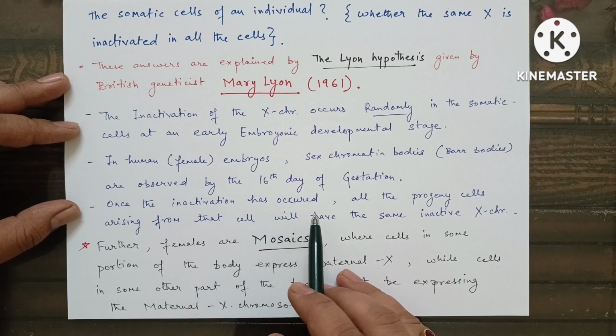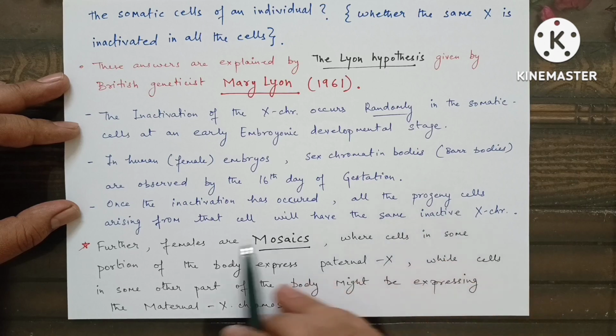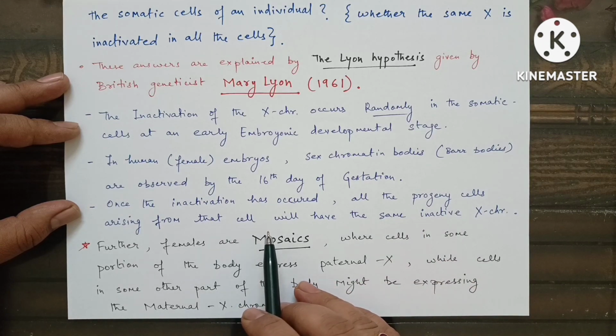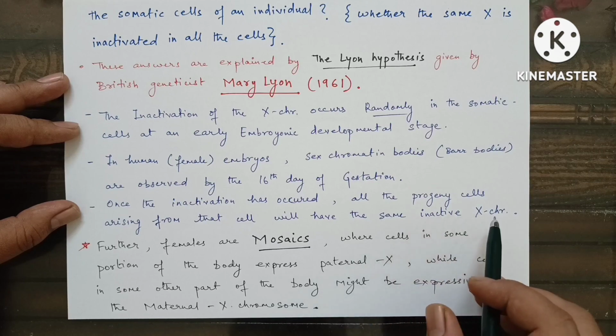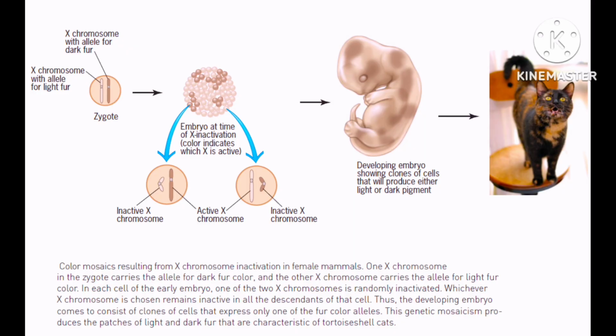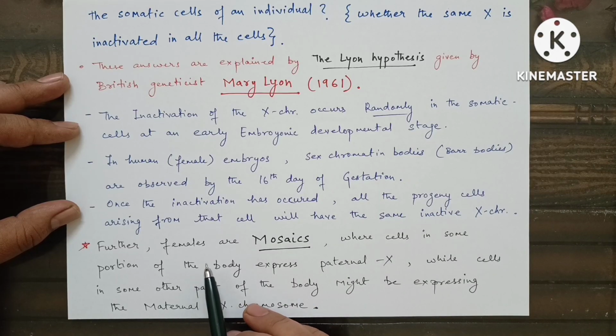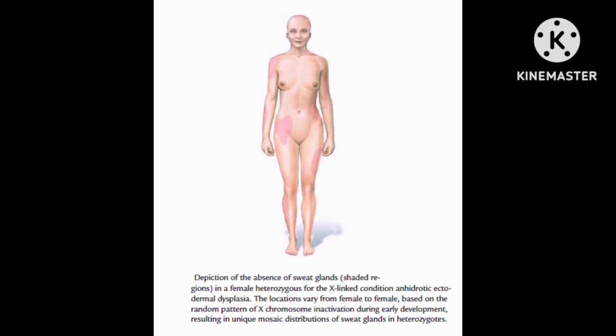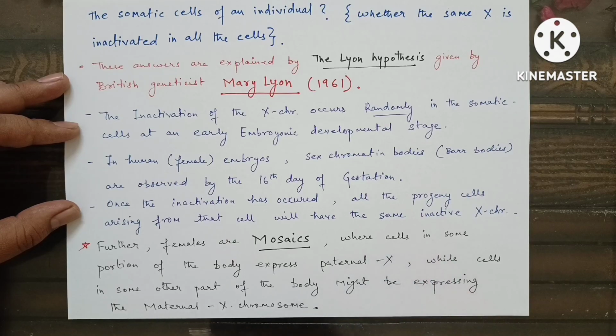Once the inactivation has occurred, all the progeny cells arising from that single cell will have the same inactive X chromosome. Further, females are mosaics, where cells in some portion of the body express the paternal X chromosome, while the cells in some other part of the body might be expressing the maternal X chromosome.